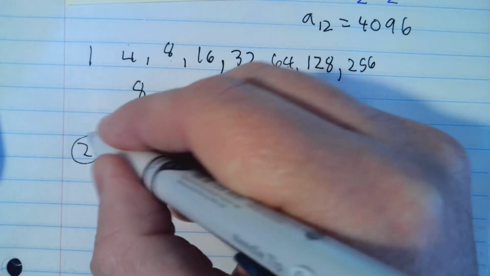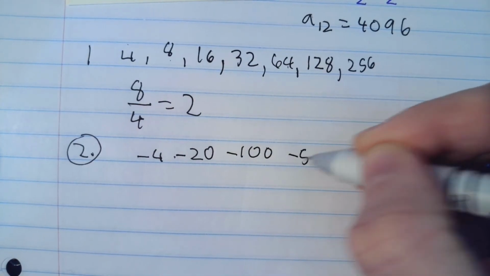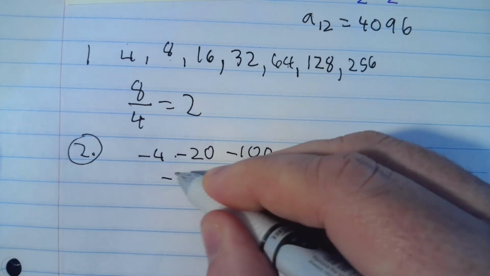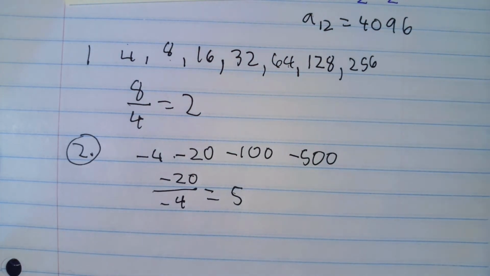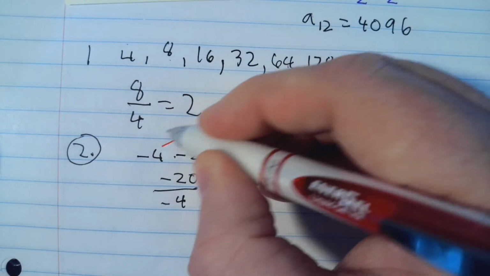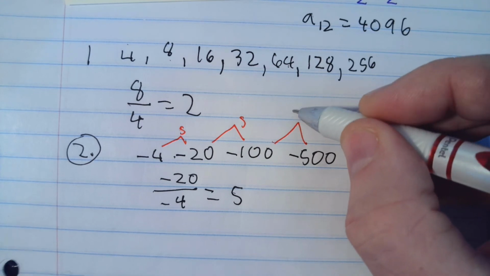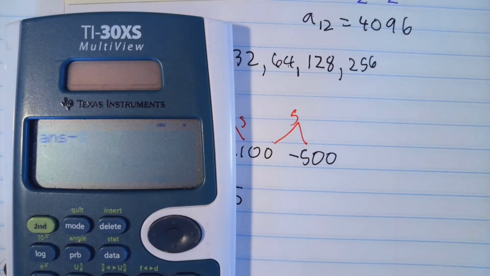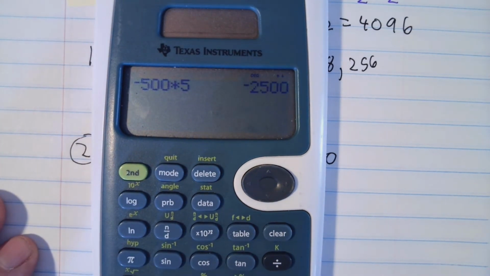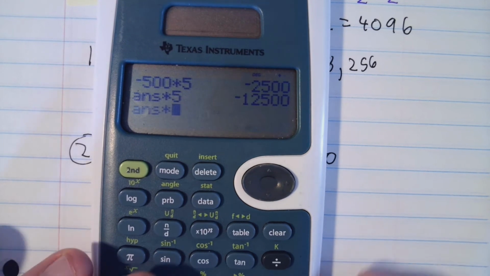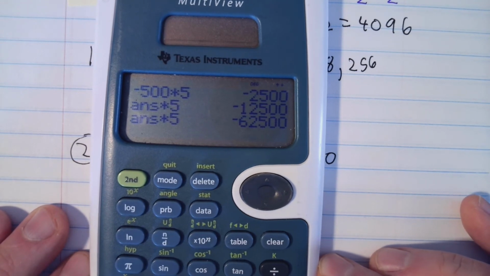Let's do 2. It is negative 4, negative 20, negative 100, negative 500. Let's find the common ratio. That's negative 20 divided by negative 4, and that is going to be positive 5. Let's see if it works. Negative 4 times 5 is negative 20. Negative 20 times 5 is negative 100. Negative 100 times 5 is negative 500. You can just keep that going with your calculator. It gets pretty high, but that's basically all you do to come up with the next 3 terms. Okay, so let's go to the harder stuff.